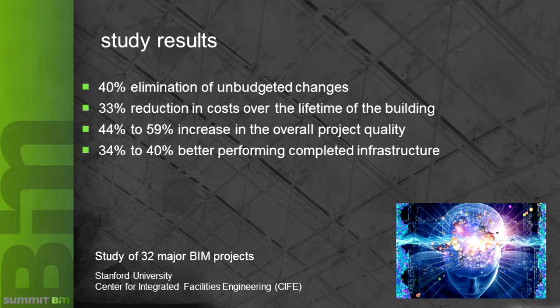There's a 44 to 59% increase in the overall project quality. You've got rid of all the change orders. Your building is performing in the way it's meant to. You haven't had the rework. The ceilings haven't dropped because the duct had to come down and the light didn't fit. And you've got 34 to 40% better overall performance in the infrastructure.